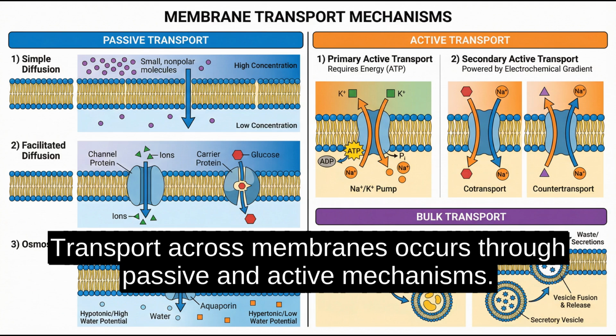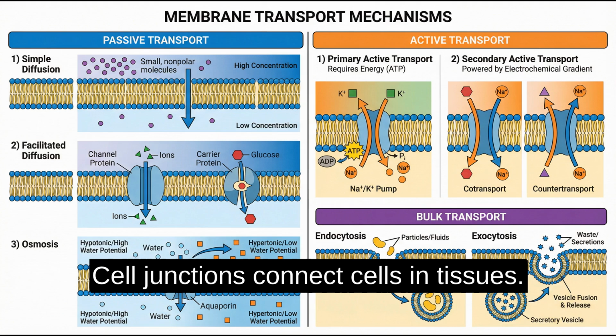Different cyclin-CDK complexes control different phases. Meiosis produces gametes with half the chromosome number. Meiosis I separates homologous chromosomes. Crossing over during prophase I creates genetic diversity. Meiosis II separates sister chromatids, resulting in 4 haploid cells.